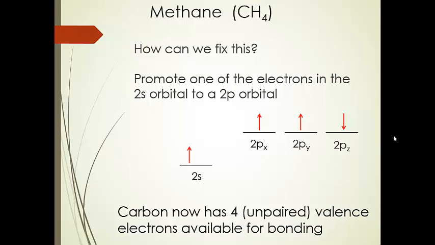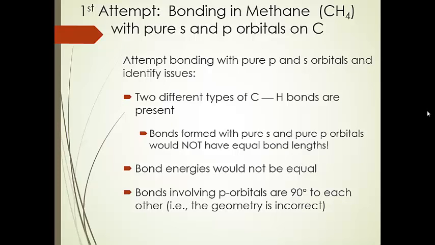Well, we can put in a little bit of energy, and we can promote that 2s electron to a p orbital. Okay? Now, I left the spin down because it was paired in here with the spin down. All right, but the point here is that now we have 4 unpaired electrons that are available to bond with hydrogen. Now, for our first attempt, and this is without using hybridization, which is what we're getting to in just a second, we're going to try to rationalize the bonding in methane. And we're going to do this using just pure s and p orbitals on carbon.